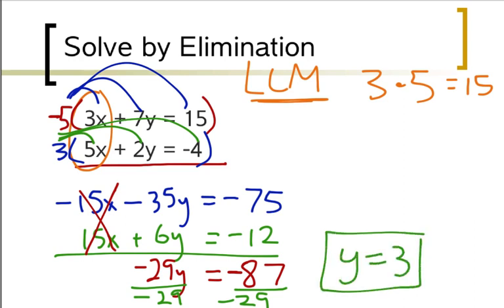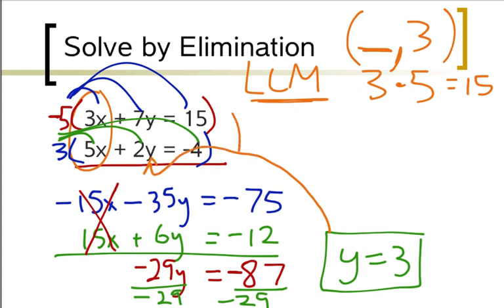Okay? So a little more work this time, but once you get it set up for one of the variables to eliminate, it still works out just the same as before. Still got a variable, y equals 3, so now in my solution I'm ready to have 3 and then just whatever the x value is. Okay? So I need to take this y value and plug it in either bottom equation or the top equation. It doesn't matter which one.